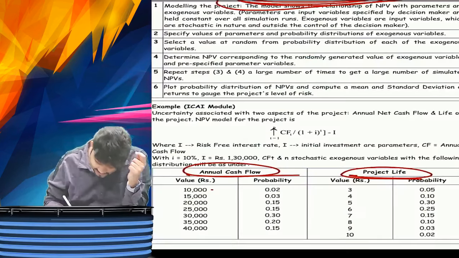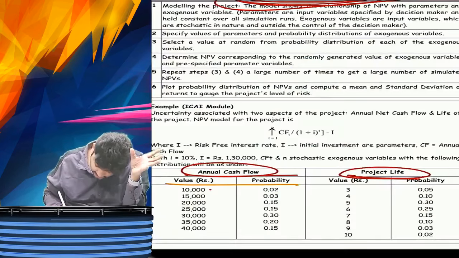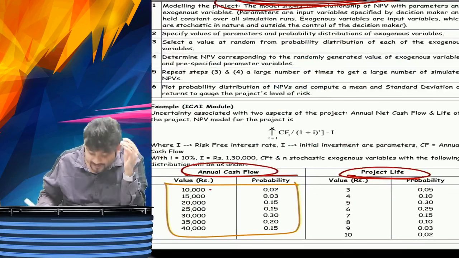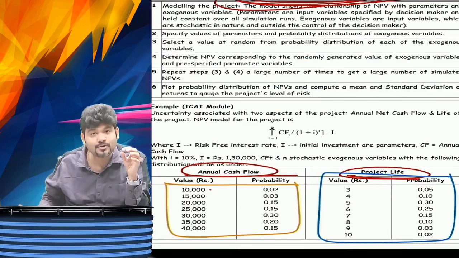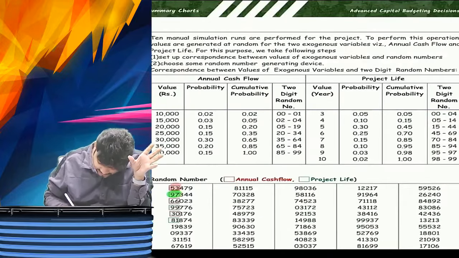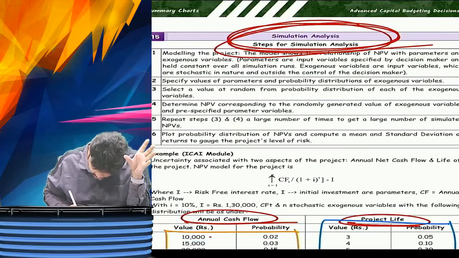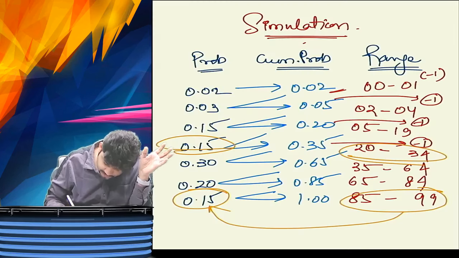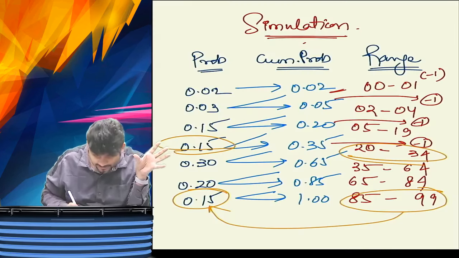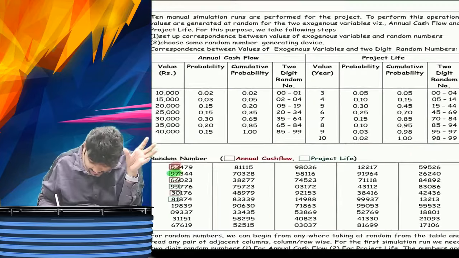Thank you so much. Now, this is your cash flows. In the same way, we will have the project life value and probability. So, your cash flows are given. First cash flow is given as 10,000. Now, based on this, we will have to select the random numbers.